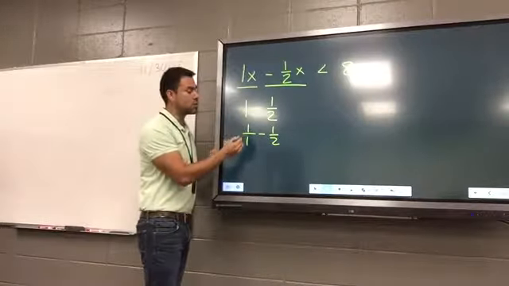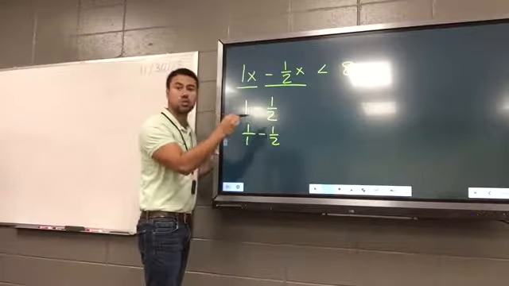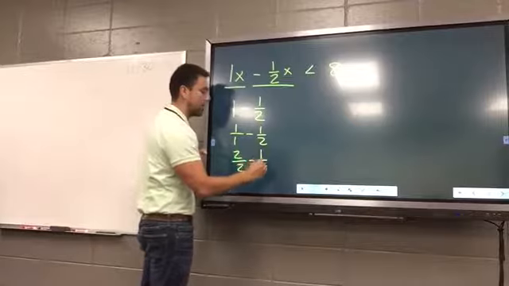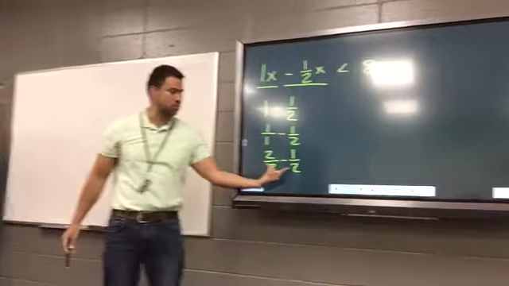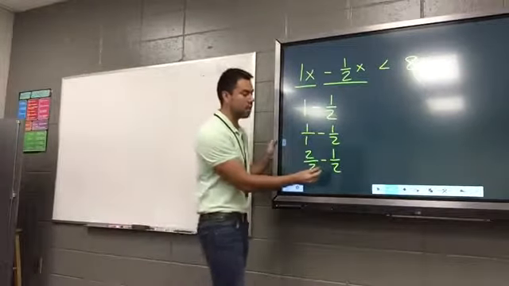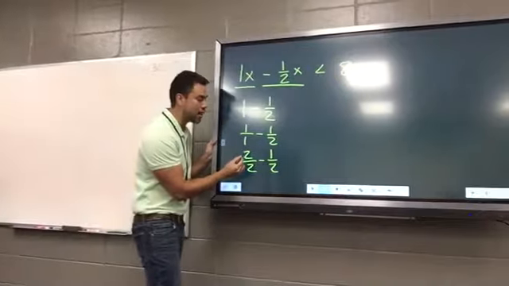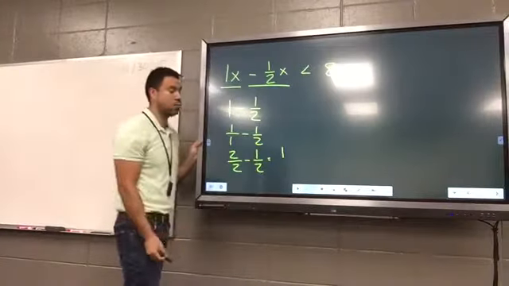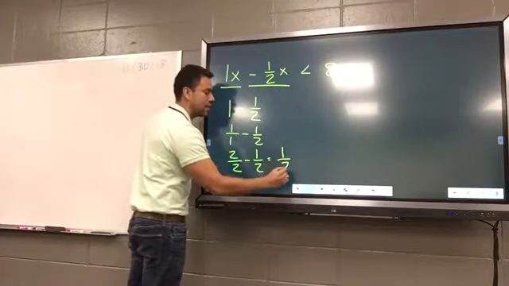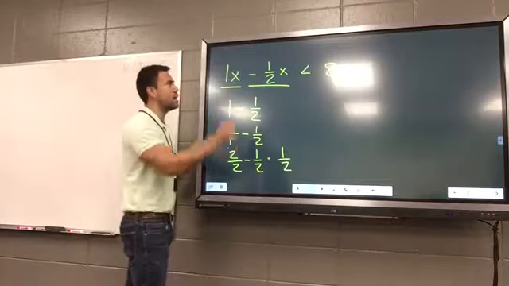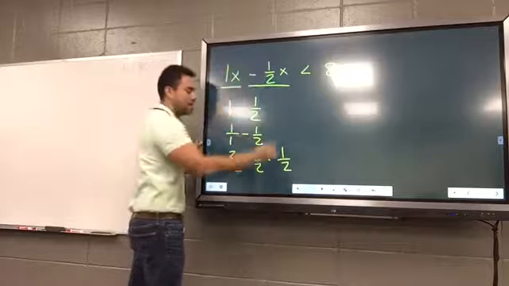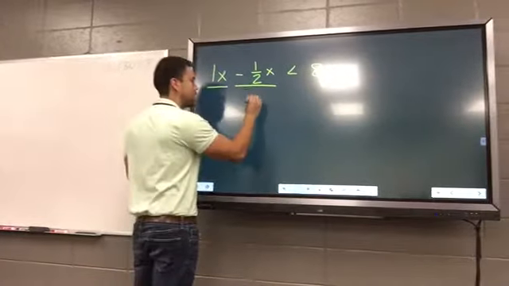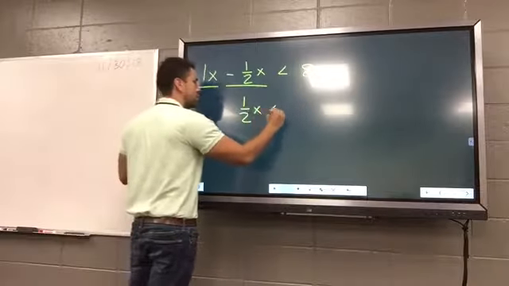So what am I going to multiply the first fraction by? 2 over 2. So I get 2/2 minus 1/2. Do I now have common denominators? Okay, if I have common denominators, I can add or subtract the numerators. 2 minus 1. It's 1. What do I do with that denominator? Keep it. So what is 1x minus 1/2 x? 1/2 x. That's a long way of going through it, but hopefully you guys understand.